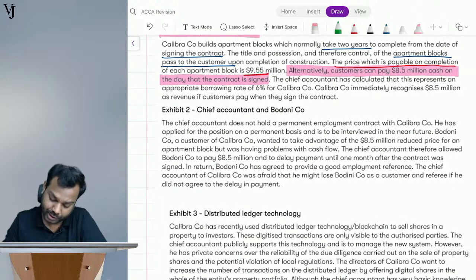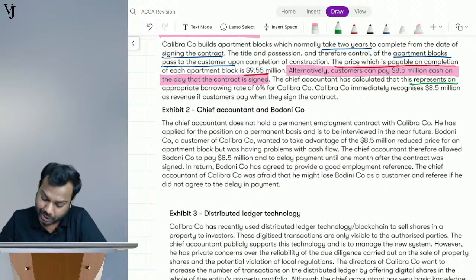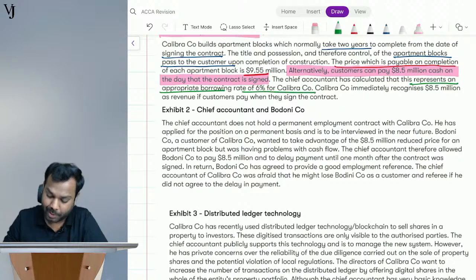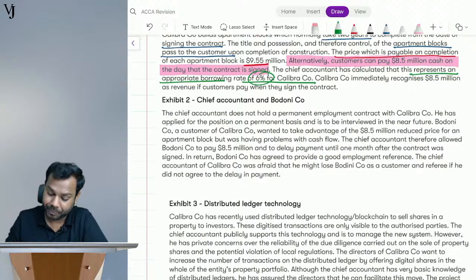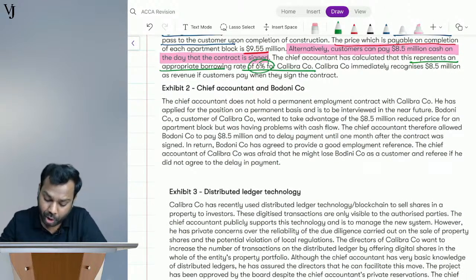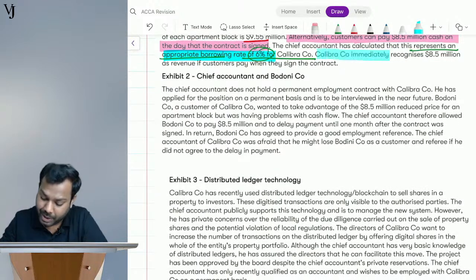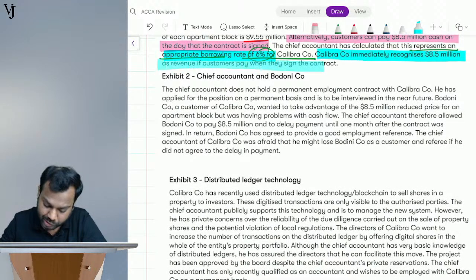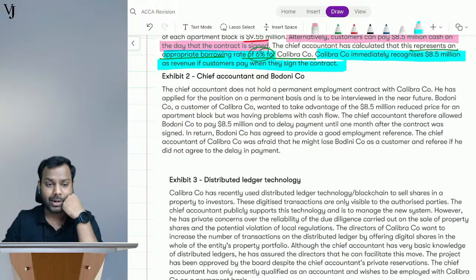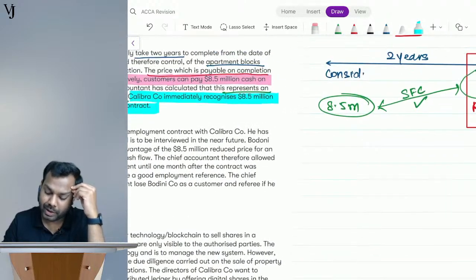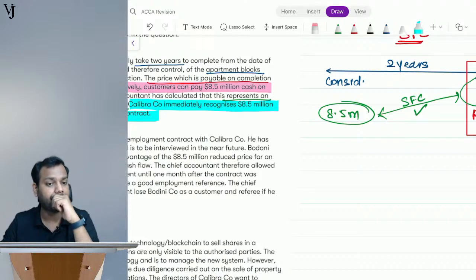Let's read the question further. The chief accountant has calculated that this represents an appropriate borrowing rate of 6% for Calibra company. Assuming that this 6% is the market rate, because it says appropriate borrowing rate. Appropriate borrowing rate means what? It is a market rate. Calibra company immediately recognizes 8.5 million as revenue if customers pay when they sign the contract. Is this statement correct? They recognize 8.5 million as revenue when they receive it. Is this statement correct?